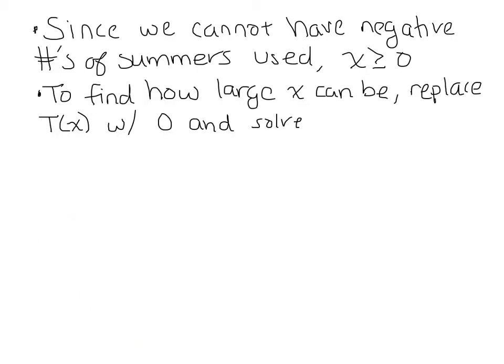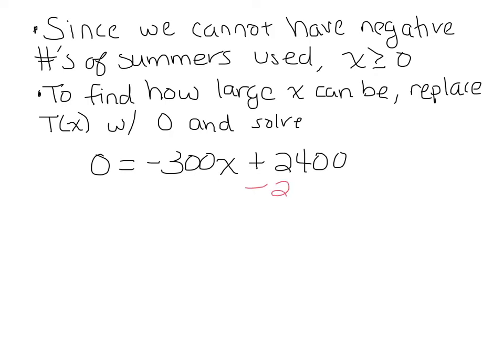Here I've just summarized what we just said. Since we can't have negative numbers of summers used, x must be bigger than or equal to 0. And to find out how large x can be, meaning how many summers we can get the most use out of it before we have no trade-in value, we're going to replace the trade-in value with 0 and solve for x. So 0 equals negative 300x plus 2400.